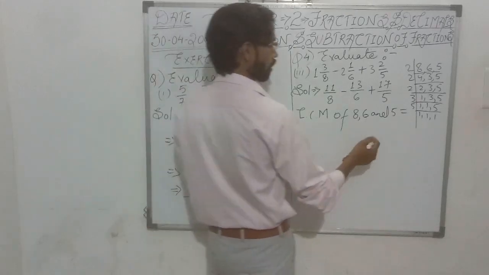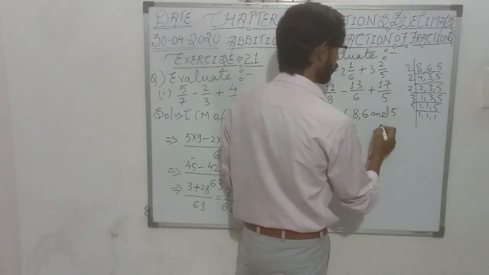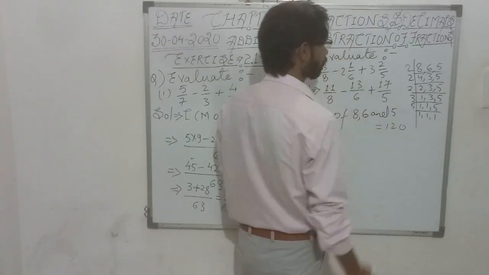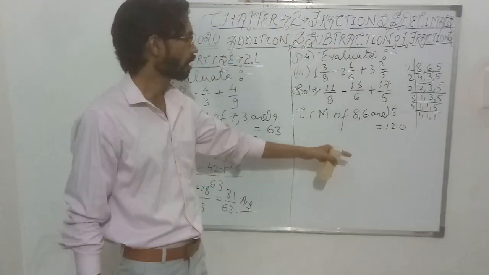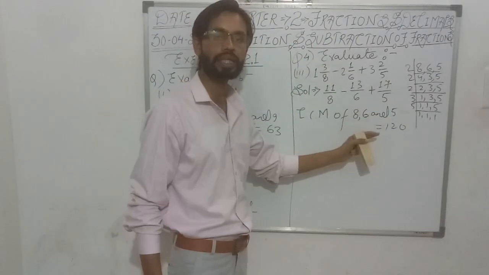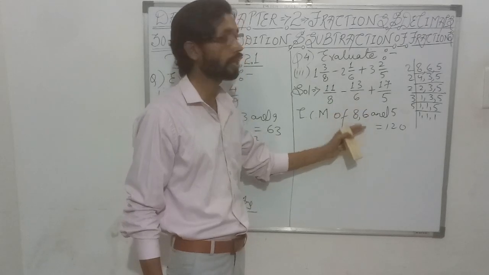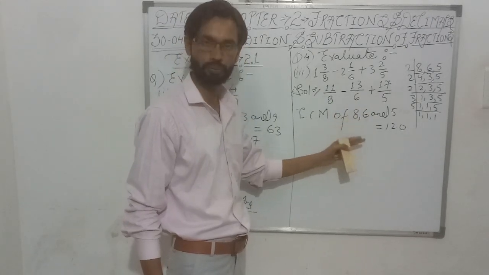Okay, I know the table, so I have taken out the LCM by reading out the table, and I got 120. If you are having any type of confusion, you can do it by multiplication, but don't do it wrong.